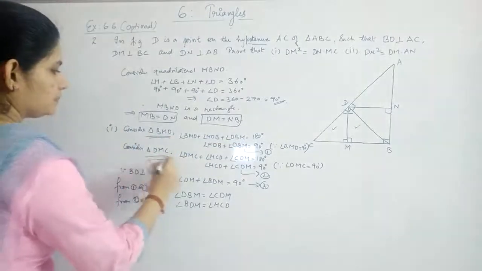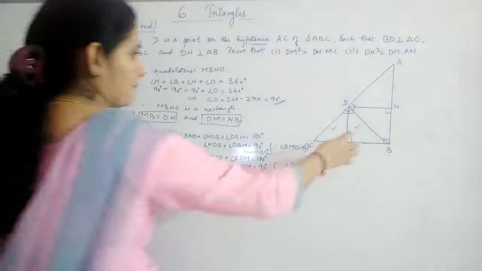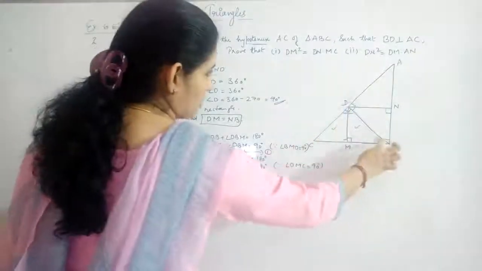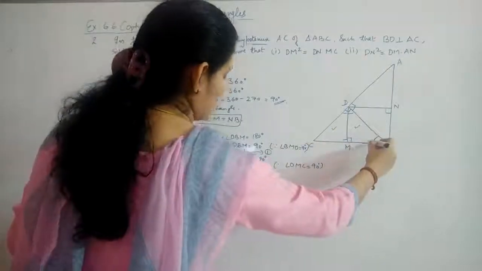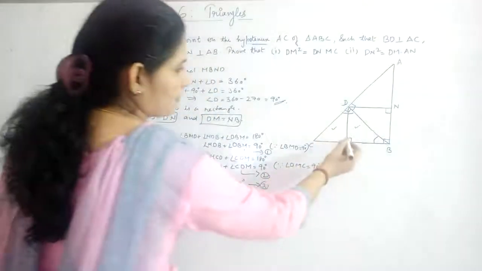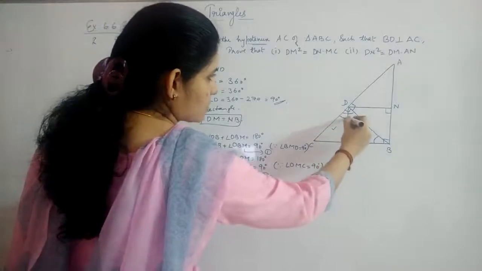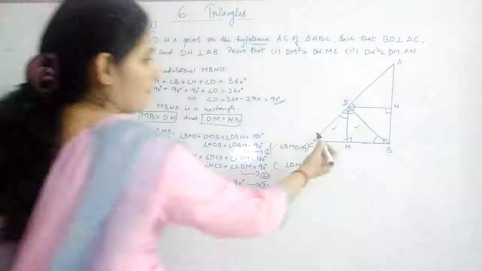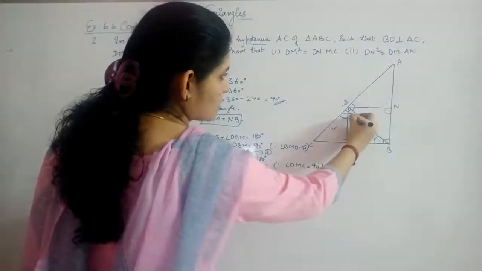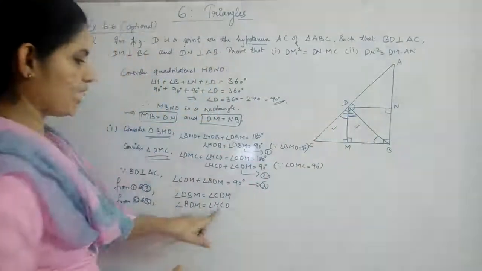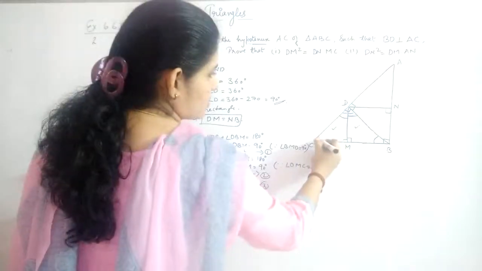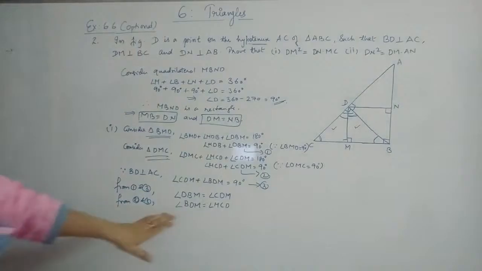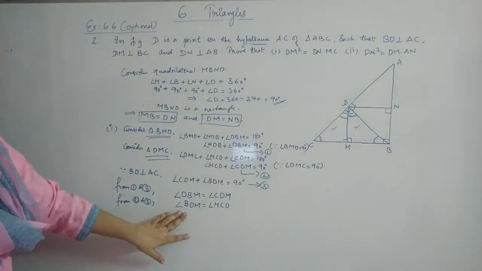This one and this one. Okay, in BDM you are getting DBM. DBM, this angle is equal to CDM. CDM, this one, and BDM, which is this one, is equal to MCD. MCD, this one. So from that you have got two angles to be equal for the two triangles.